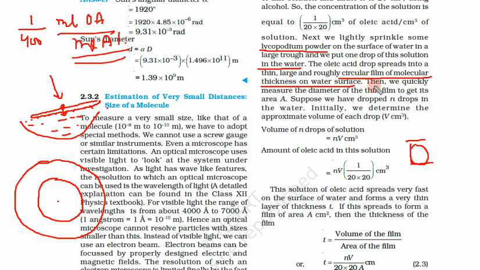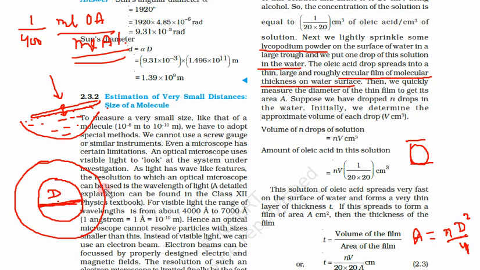So then what do we do? Then we quickly measure the diameter of the thin film to get its area. So suppose 1 drop, after some time when it stops spreading, we measure this diameter. Just measuring this diameter will give us the area. How? Just this is D. So what is the area? A is equal to pi D square by 4. So diameter square by 4 is the area of this.